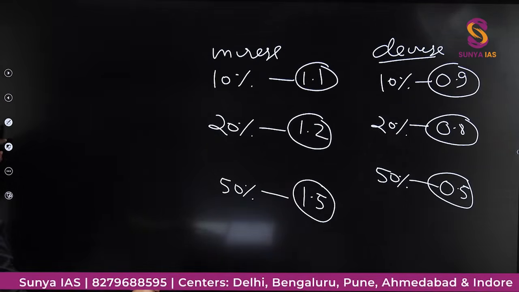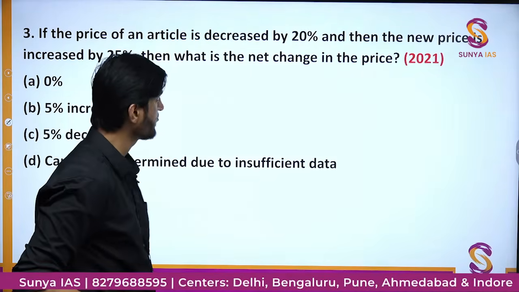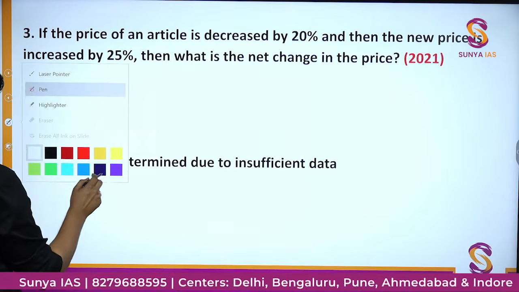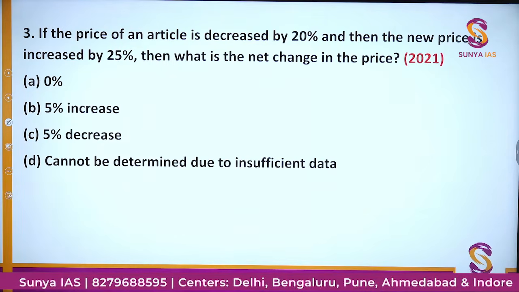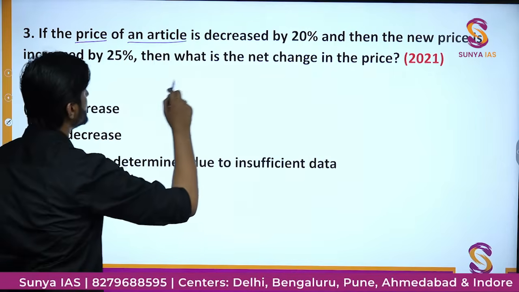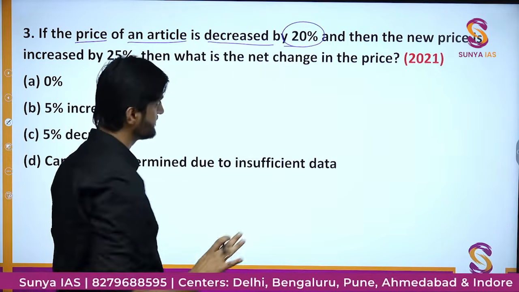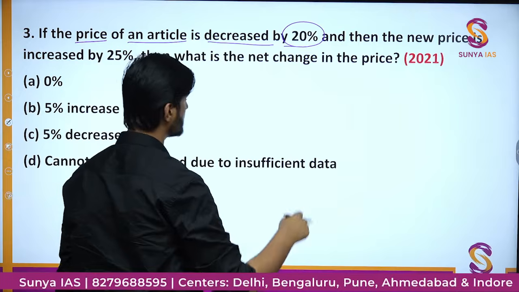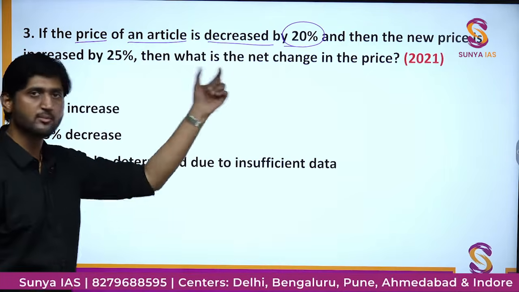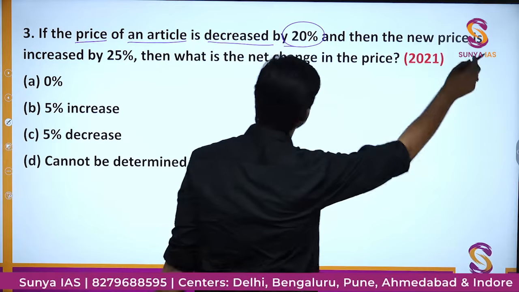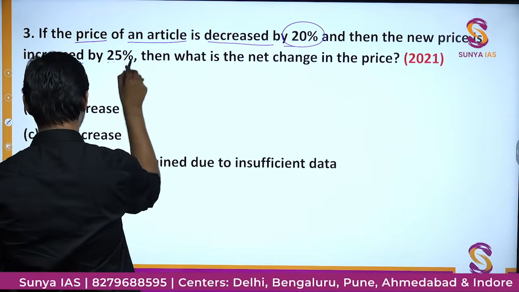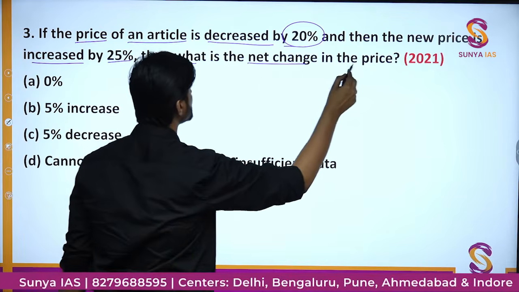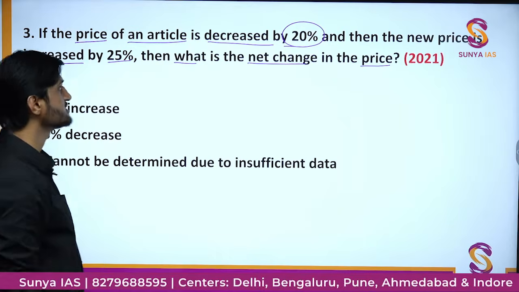Moving on, now we have to solve questions only. So we'll pay attention here. This is a question from 2021, and what is being said in this question is that the price of an article is decreased by 20%. Okay, so there was some article, let's say its price was rupees 100. Let's say it is decreased by 20%, then you will get some new price. Then the new price is increased by 25%. So what will be the net change in the price? It is being asked from you.